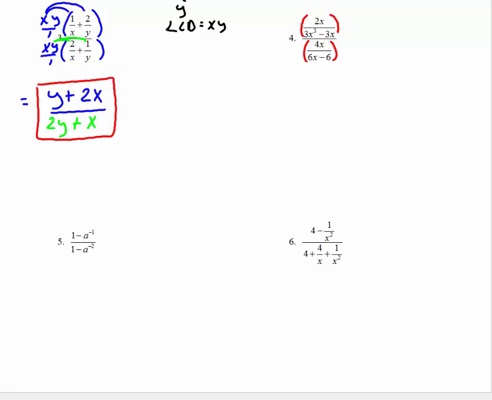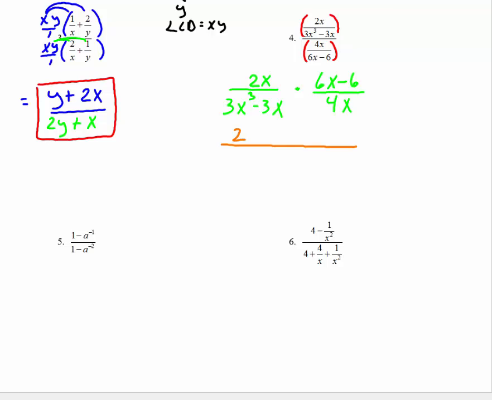So using the rules for method 1, I'll change division to multiplication and flip my second fraction. So 2x over 3x cubed minus 3x, division becomes multiplication, and I'll flip the second fraction. So if I flip it, I get 6x minus 6 on top all over 4x. Now that I have multiplication, I can draw one long line. I don't need to find a common denominator, but I do need to start trying to factor.